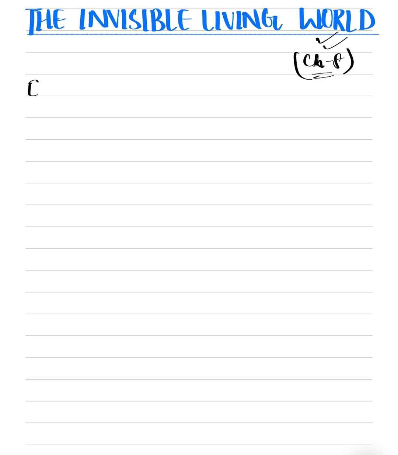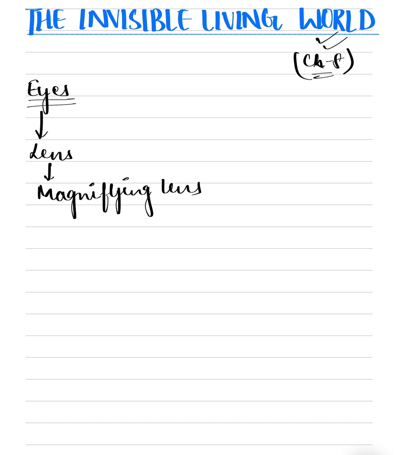So we can see most of the things through our eyes, but in order to see very small creatures we use the lens, specifically the magnifying lens. Right, but even a magnifying lens or magnifying glass cannot help us see all the living creatures.